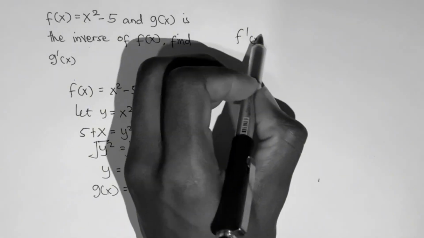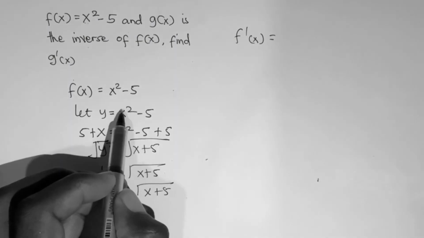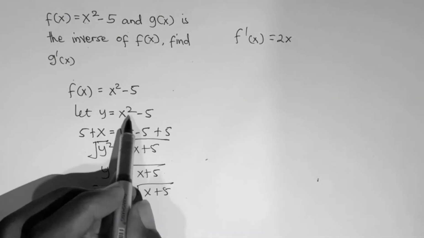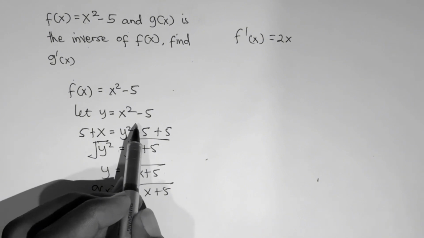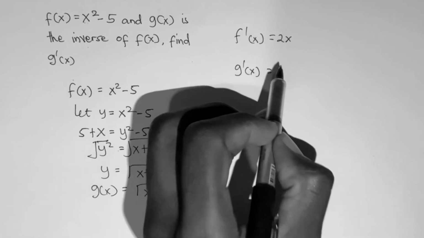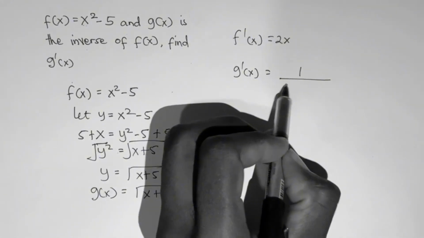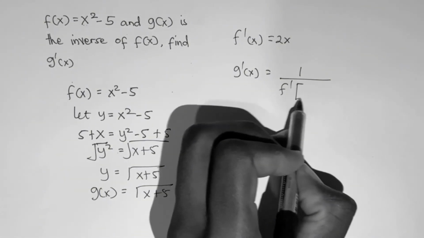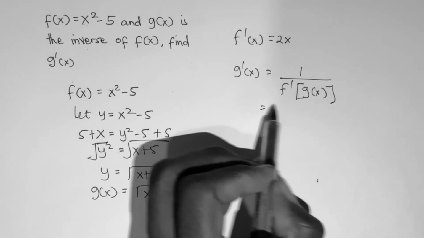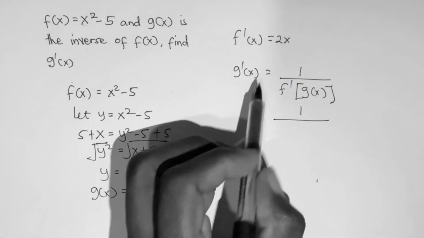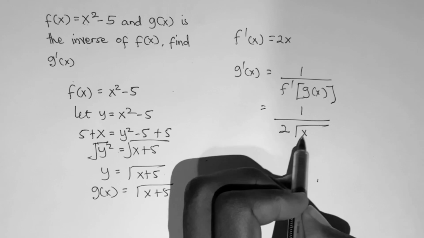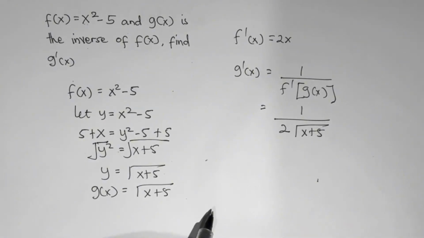f prime of x is equal to, we need to differentiate x squared minus 5. If we differentiate x squared, you get 2x. And if you differentiate minus 5, you get 0. So now, we know that j prime of x is equal to 1 divided by f prime of j of x. So this is equal to 1 divided by, f prime is 2x, 2 times, then x is root x plus 5. So this is the answer.